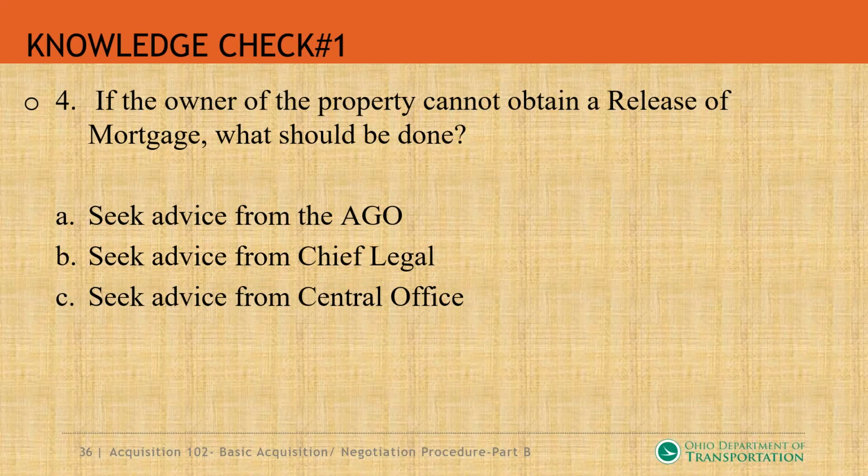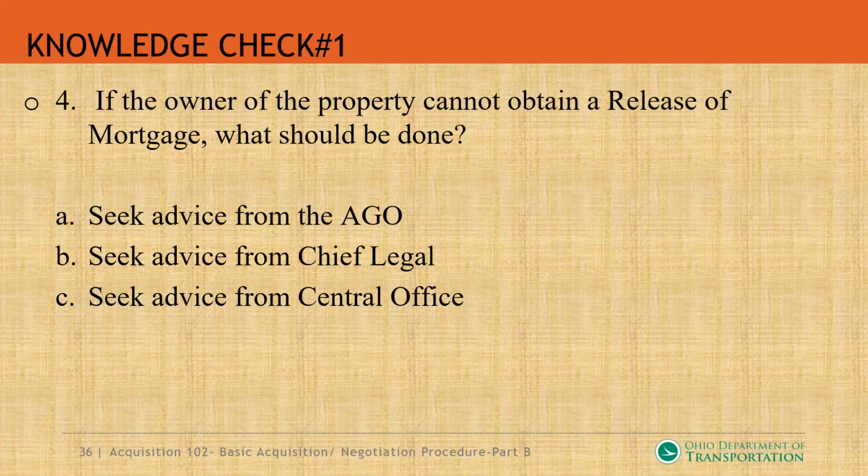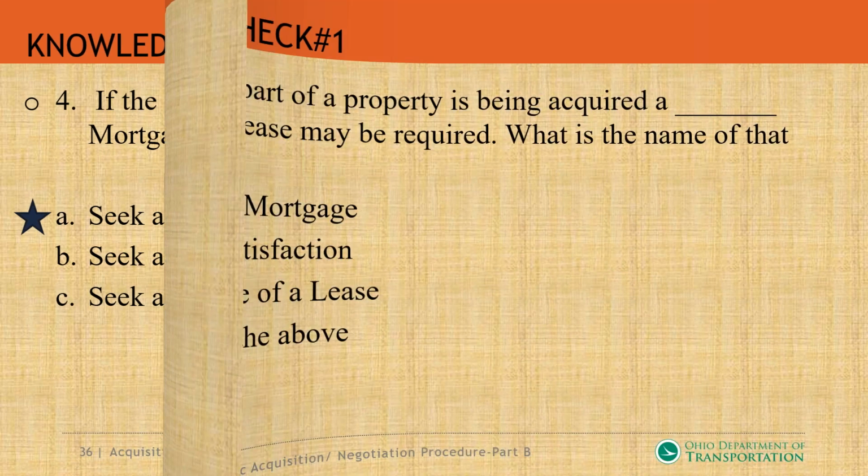All right. It looks like voting went fast and furious there. So we have 85% who said seek advice from the AGO, 3% said from Chief Legal, and 12% said from Central Office. So I'll hide that. Okay. A is the selection. Next question.